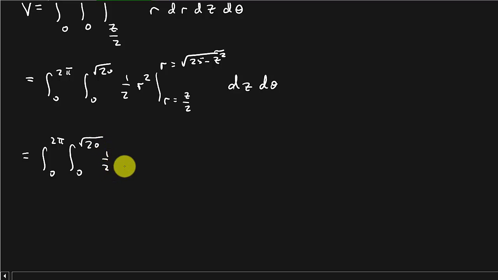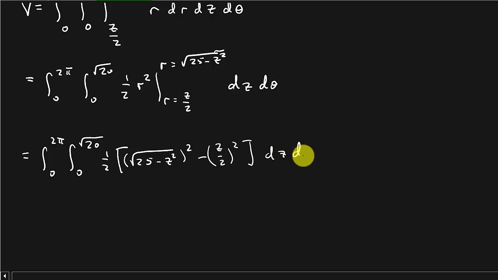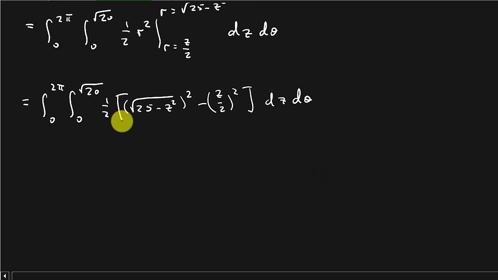All right, so this is going to be 1/2 times square root of 25 minus z squared, minus z over 2 squared, dz d theta. And what I would suggest here, when you're working problems like this, write every little thing out. Don't leave out anything. Just write all the little details out, because I'm telling you, if you don't, you're going to end up screwing something up. You're going to make a careless mistake somewhere. So we got 0 to 2 pi, and watch, now that I said that, I'll probably screw it up somewhere.